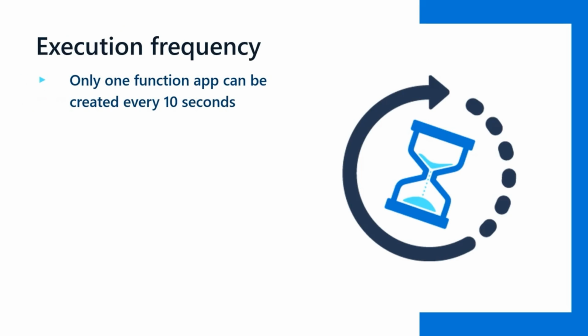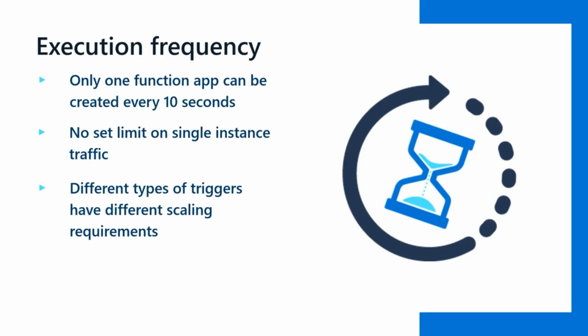If you expect your function to be executed continuously by multiple clients, it will be prudent to estimate the usage and calculate the cost of using functions accordingly. It might be cheaper to host your service on a VM. While scaling, only one function app instance can be created every 10 seconds, for up to 200 total instances. Keep in mind each instance can service multiple concurrent executions, so there is no set limit on how much traffic a single instance can handle. Different types of triggers have different scaling requirements, so research your choice of trigger and investigate its limits.